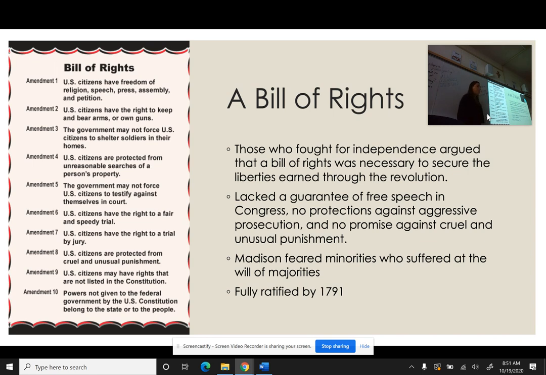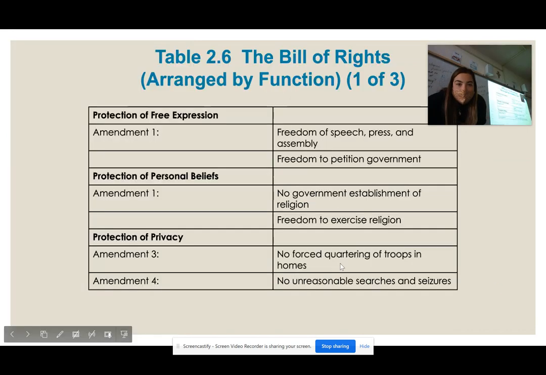Make sense? Okay, how much time do we have left? It's 8:51. 4 minutes. 4 minutes? All right, we can look at this.